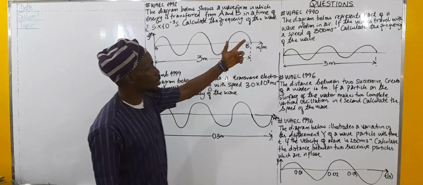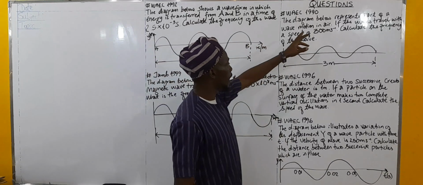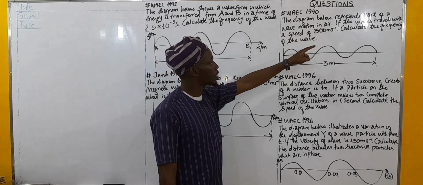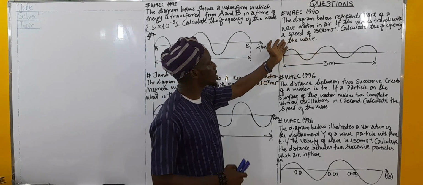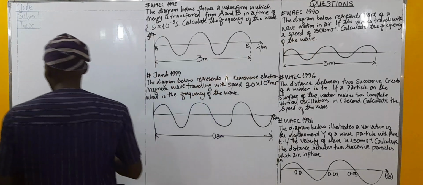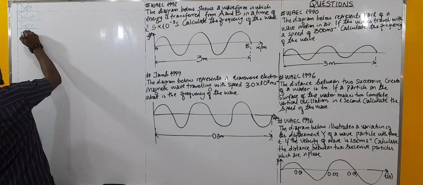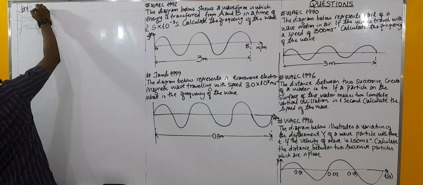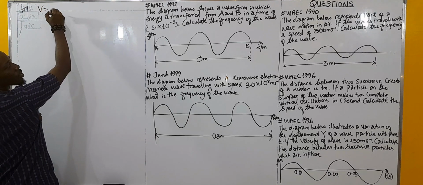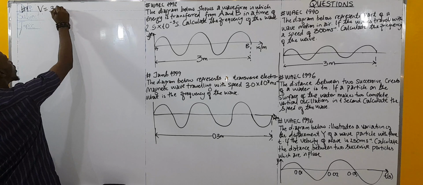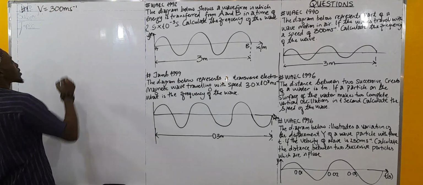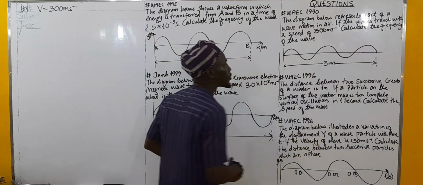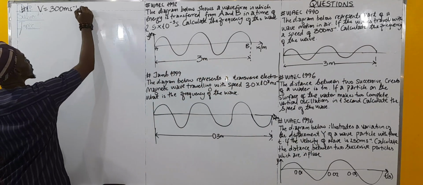So I have this one question, 1990. It says the diagram below represents part of the wave motion in air. If the wave travels with a speed of 300 meters per second, we are asked to calculate the frequency of the wave.